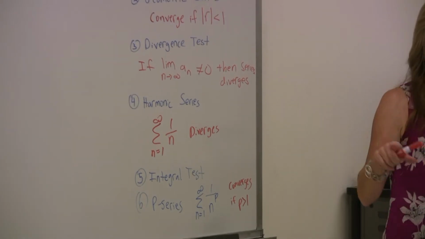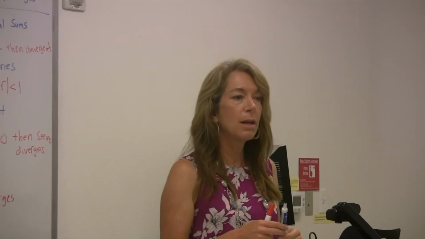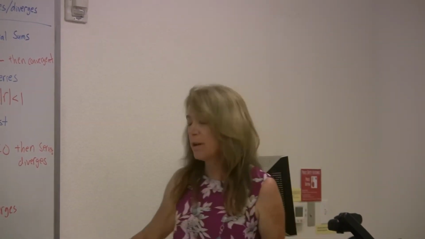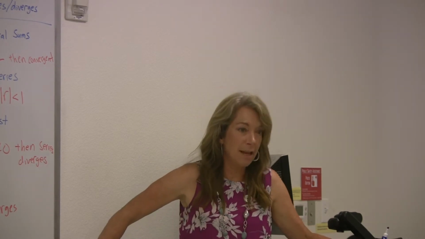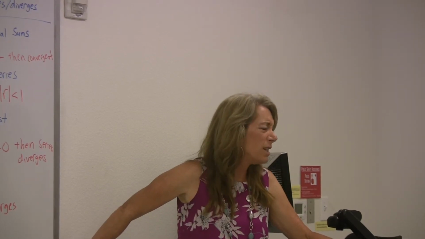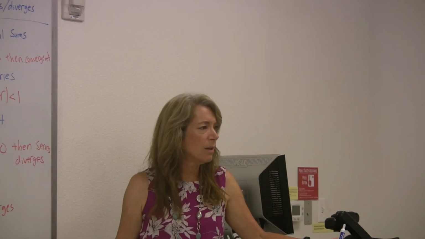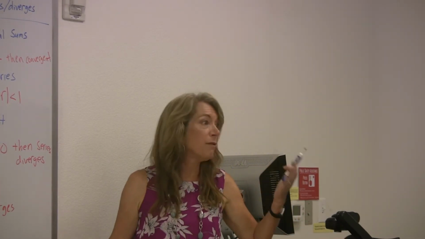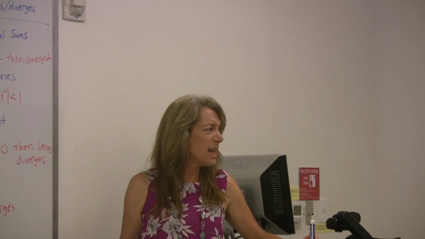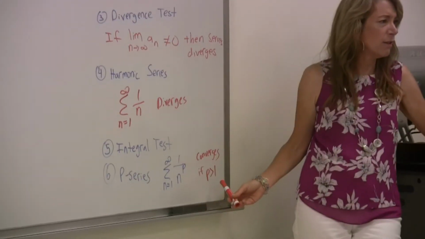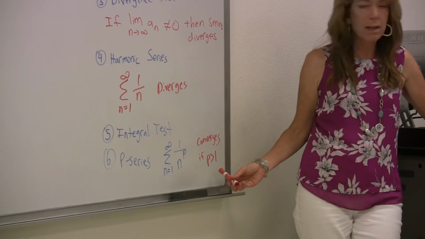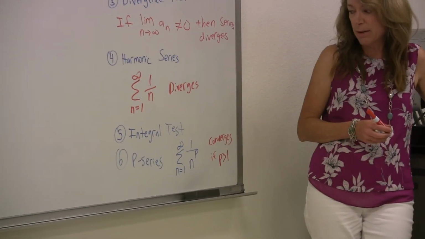Now, who else did I confuse with that? Wait, so you said if P is greater than 1, then it diverges? Why do you want it to be bigger than 1? What does it do to the fraction if your P is bigger than 1? Makes the denominator bigger and the fraction smaller, right? So that makes more sense that you want P to be larger for it to converge. I apologize for writing it wrong.